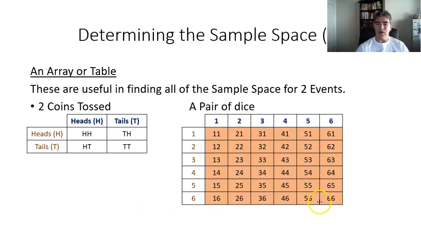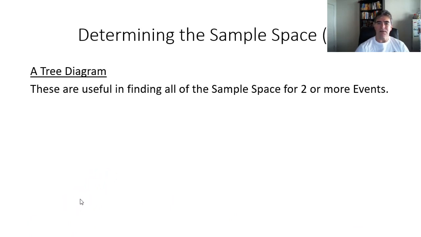Okay, so that's just to highlight our sample space. For 2 coins, there's our sample space. For a pair of dice, there's also our sample space. So that's using a table or an array. But there are also other methods that we can use, for instance, a tree diagram.